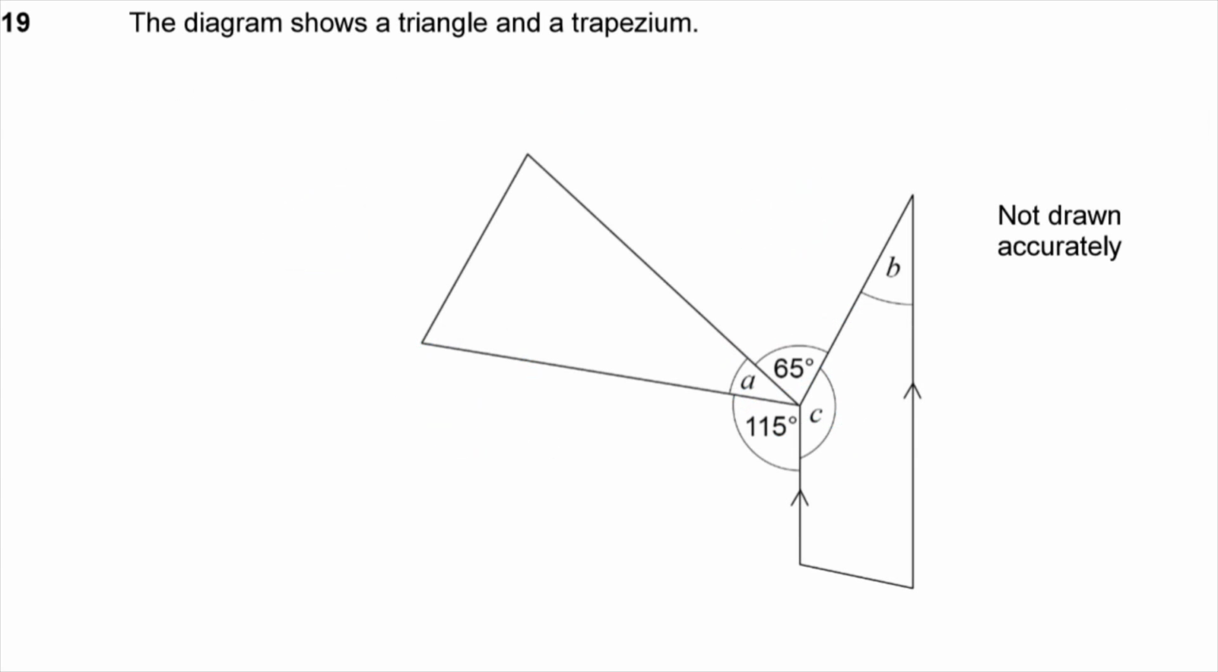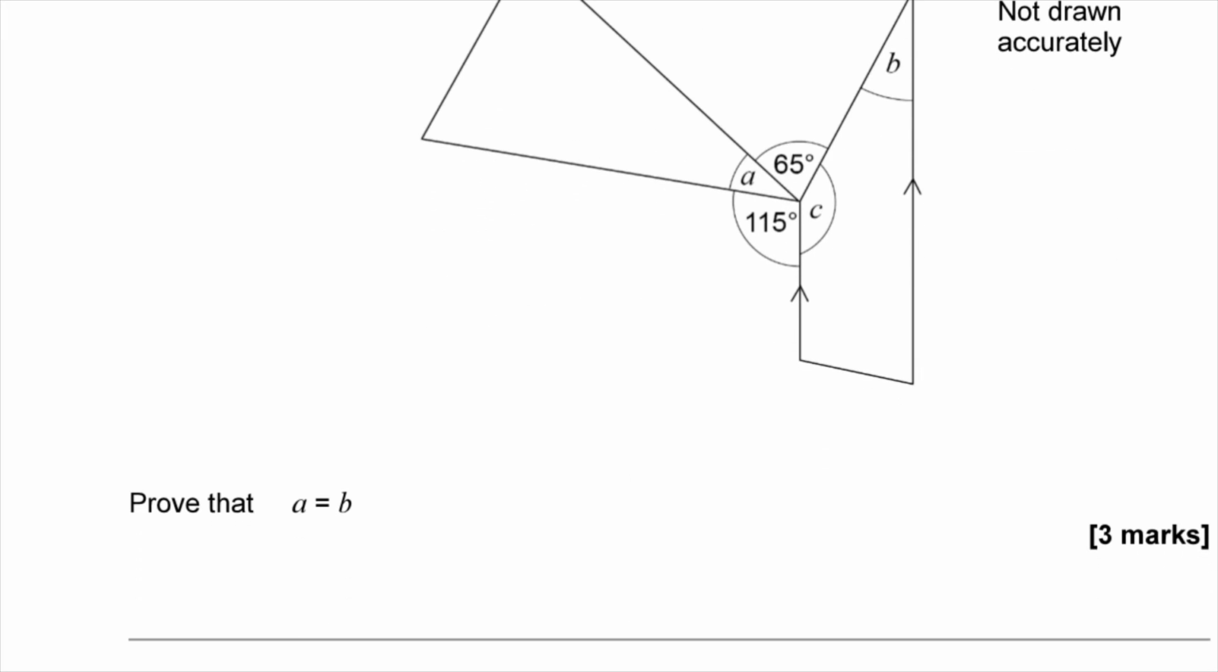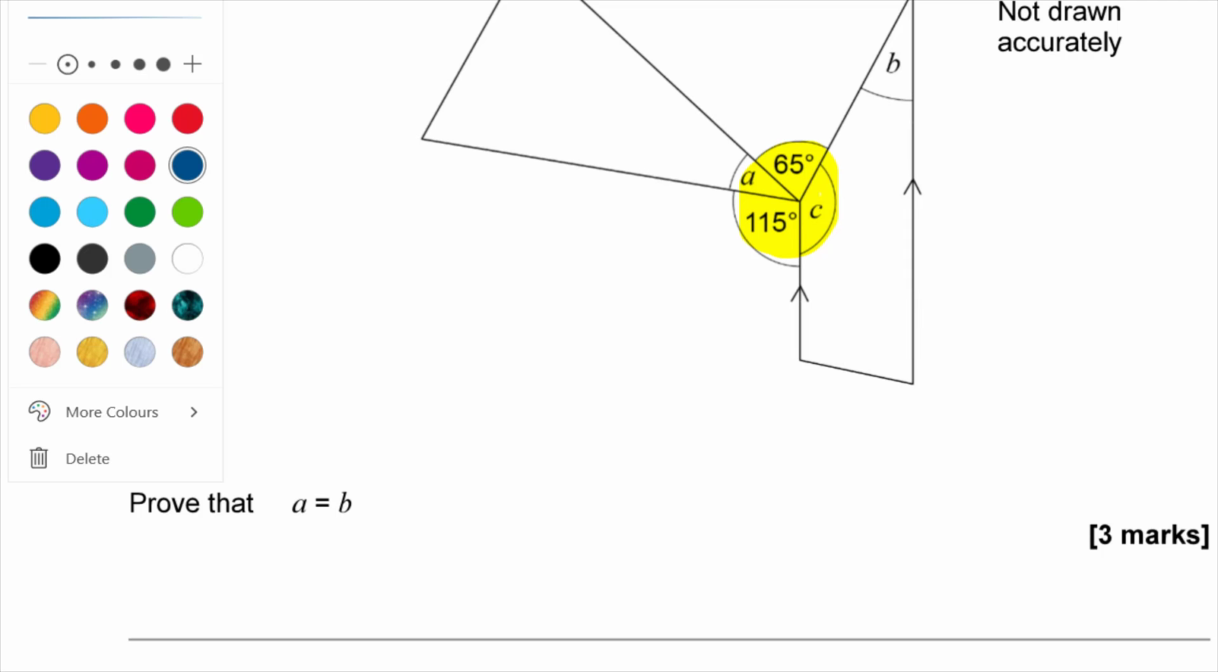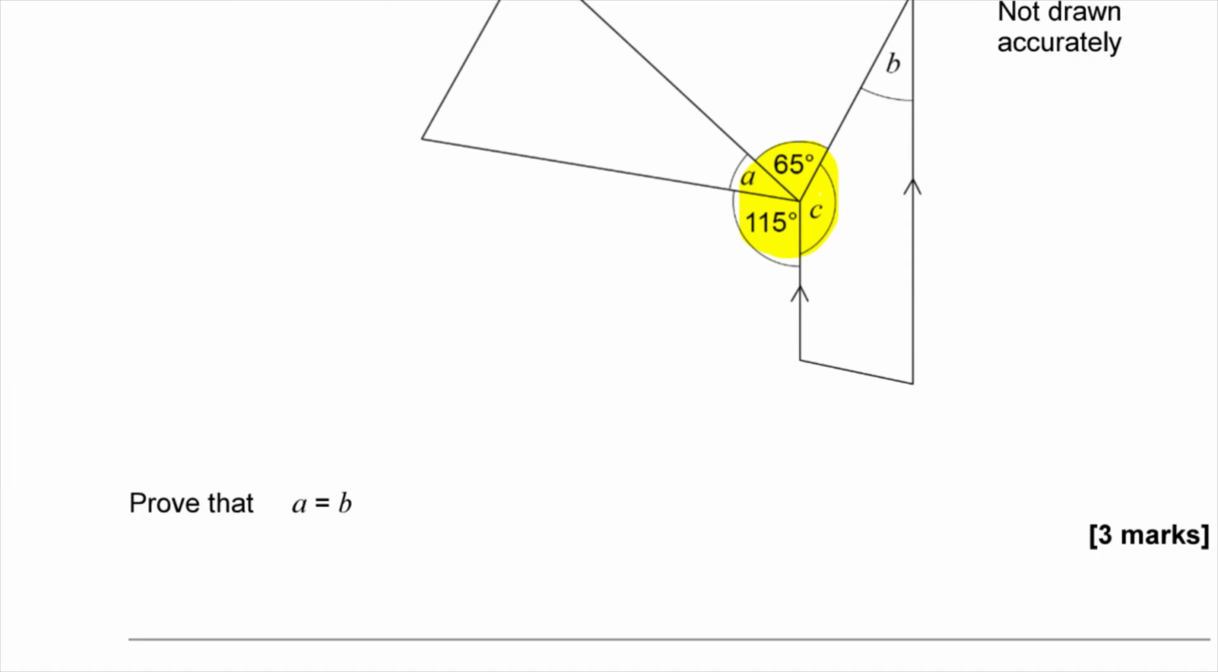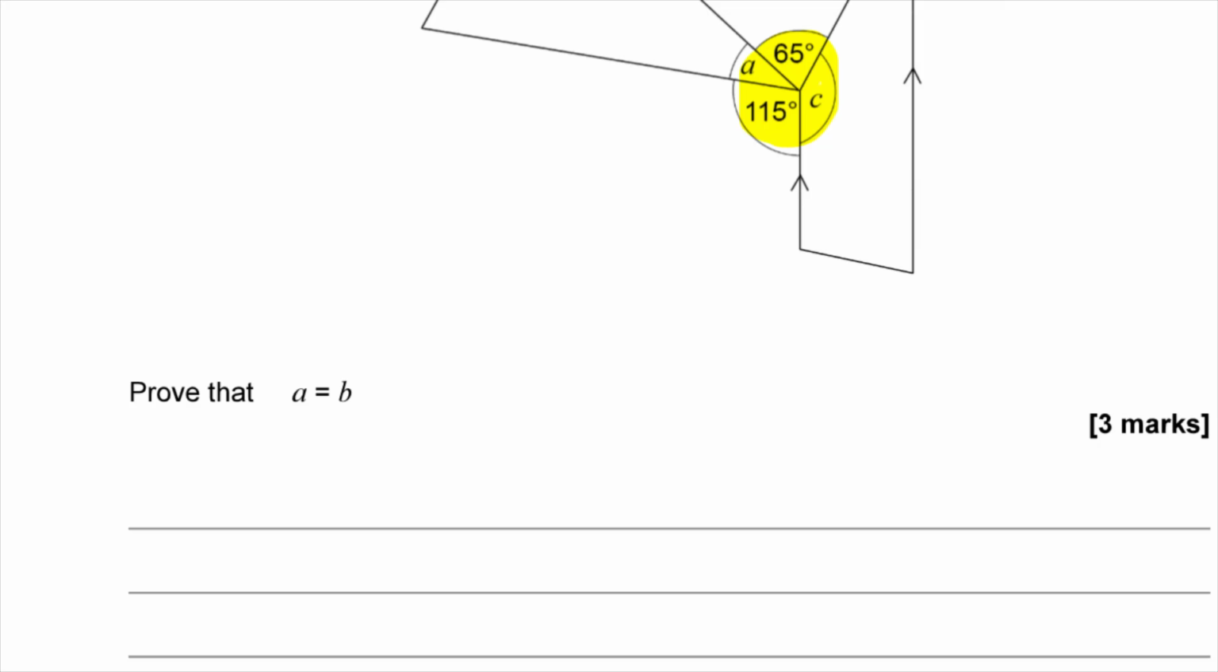Question 19. The diagram shows a triangle and a trapezium, and we need to prove that A is equal to B. Okay. Let's have a look first at this selection or collection of angles here. Now here we've got angles at a point, and angles at a point sum to 360 degrees. So we know then that all those things together must be equal to 360. So A plus 65 plus C plus 115 degrees is going to be equal to 360.